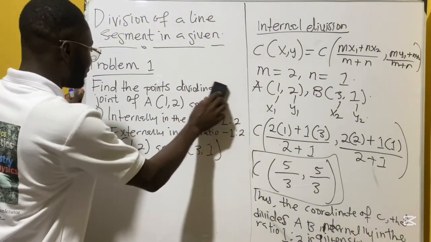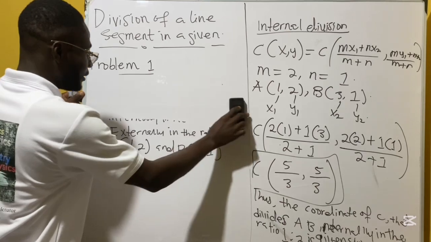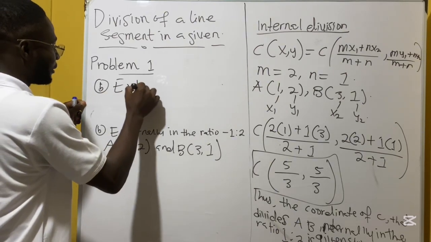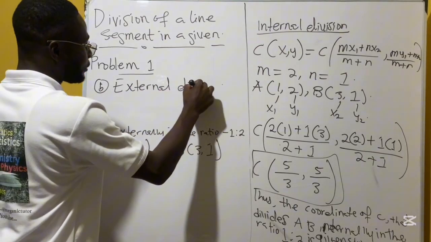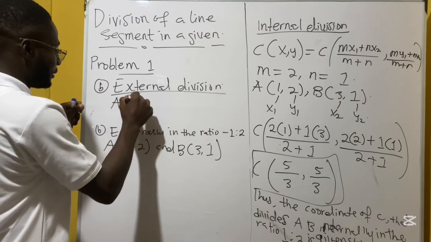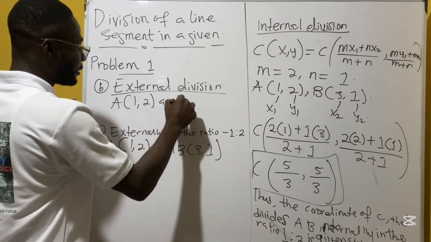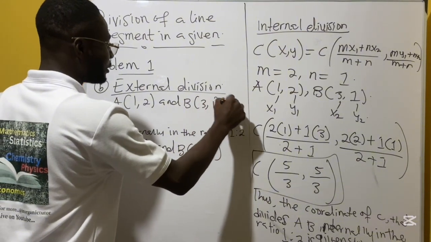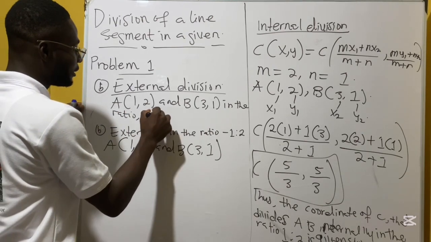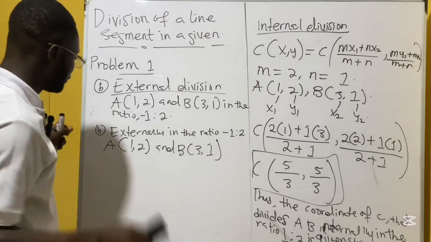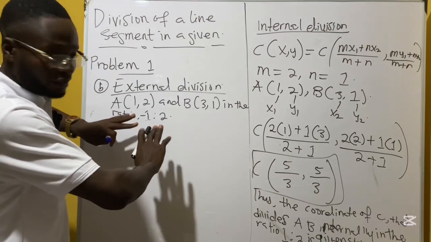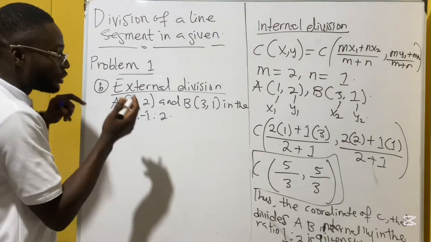And so let me clear off the A and shift this up, right? So the B, which is the external division, A of 1, 2, and B of 3 and 1 in the ratio -1:2, right? So I'm going to do this. Perfect. So let's also use the same C.